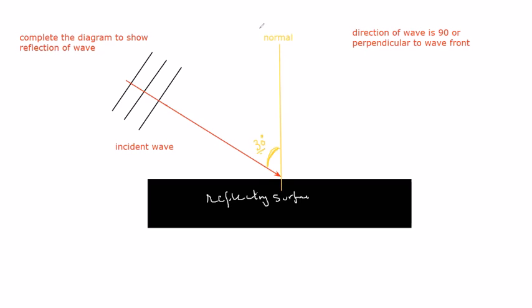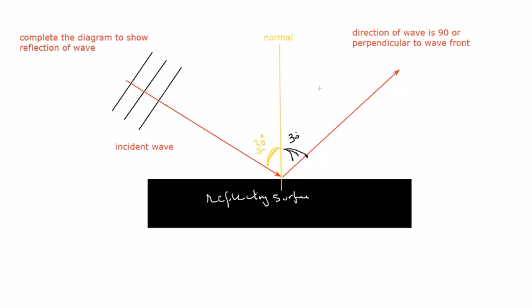So if the angle of incidence is 30 degrees, the angle of reflection should also be 30. So you will measure the angle of reflection using a protractor. You will measure 30 degrees and show the reflected wave. But keep in mind the angle should be the same. If the angle of incidence is 30, the angle of reflection should also be 30. Then you have to complete the diagram. So you have to draw the wavefront.